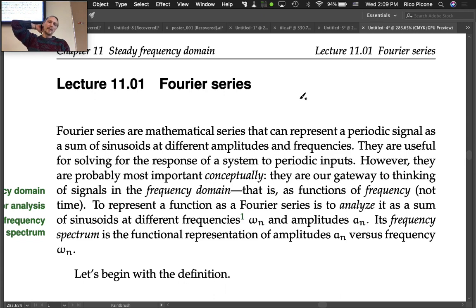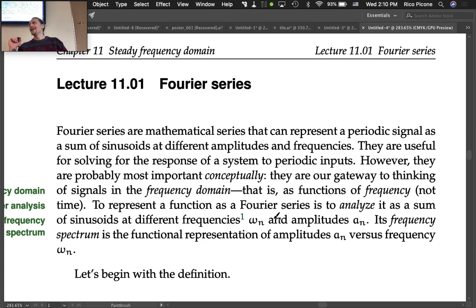However, they are probably most important conceptually. They are our gateway to thinking of signals in the frequency domain. That is, as functions of frequency, not time. And that's where we really need to be focused, I think. To represent a function as a Fourier series is to analyze it as a sum of sinusoids at different frequencies, omega n, and amplitudes a n. So the subscript n here does not mean natural frequency. It's an index. Unfortunately, n is the standard notation for Fourier series.